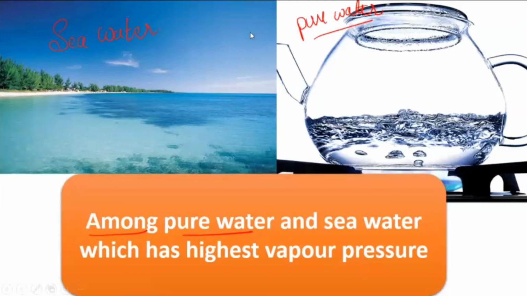I want everyone to reply. Reply quickly. Among pure water and sea water, which has highest vapor pressure? Highest vapor pressure. See, if the vapor pressure has to be highest, that means the vapor should be able to come easily. They should be able to be formed easily. So where the vapors can be formed easily, where there is no barrier.